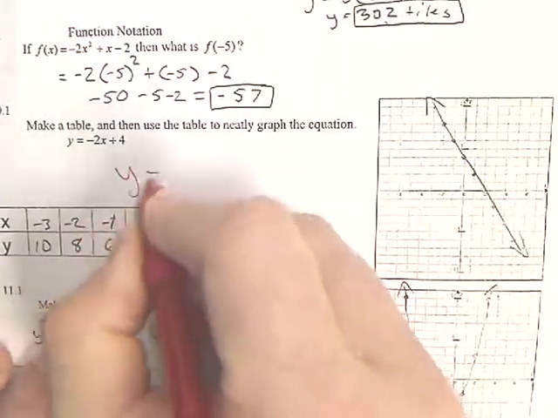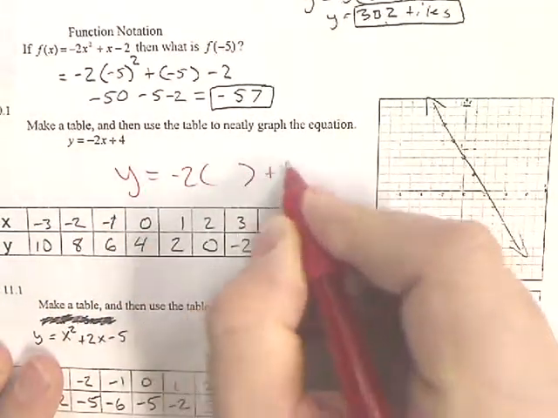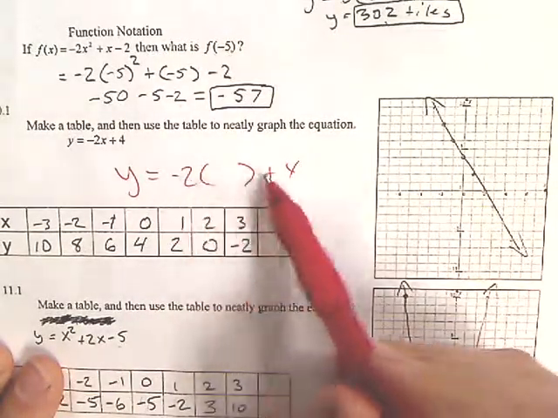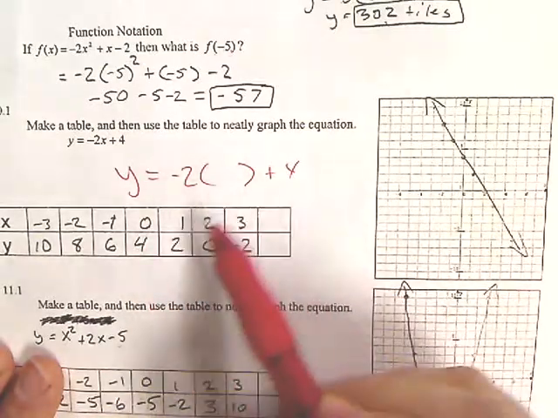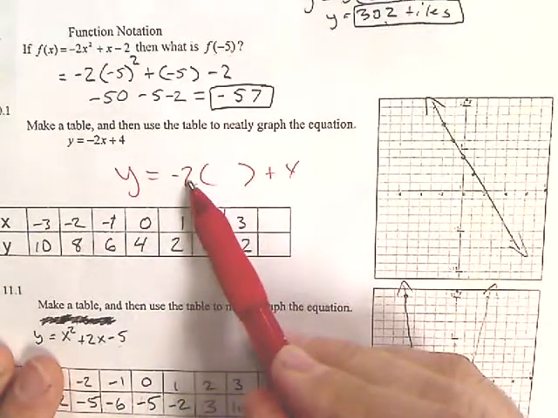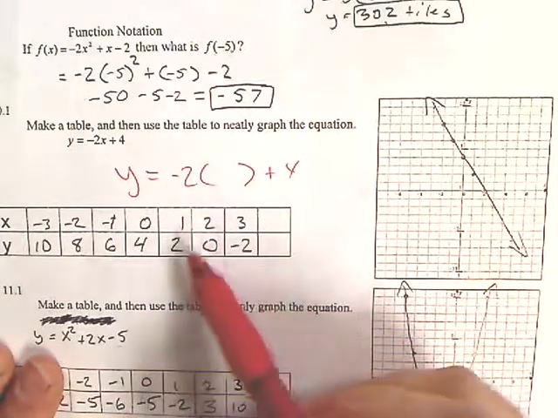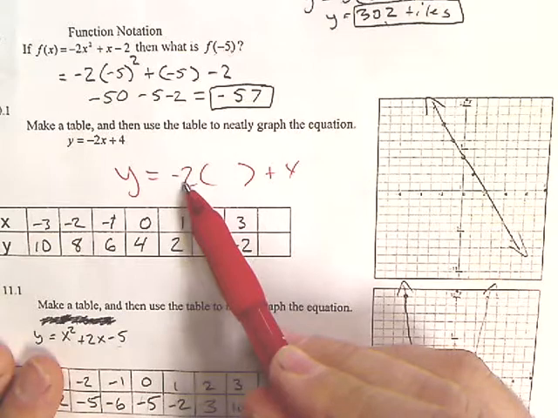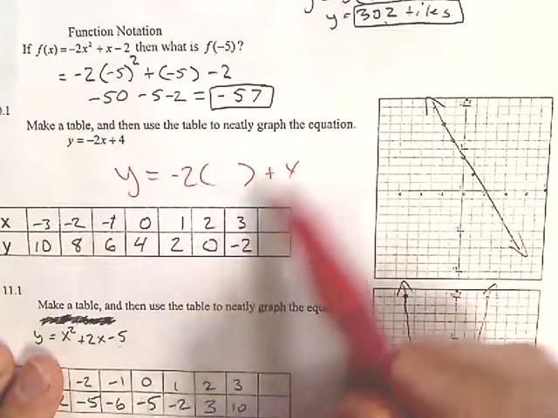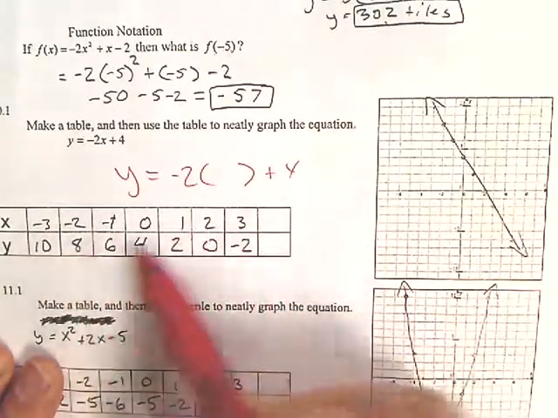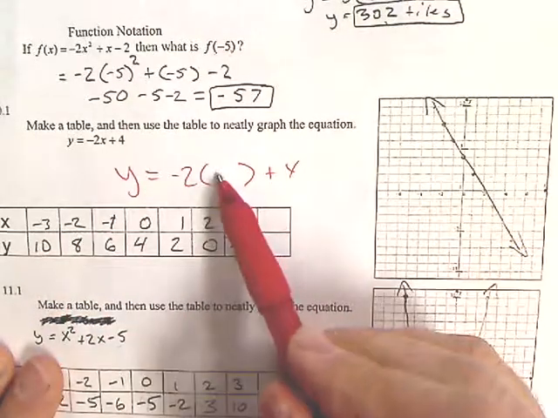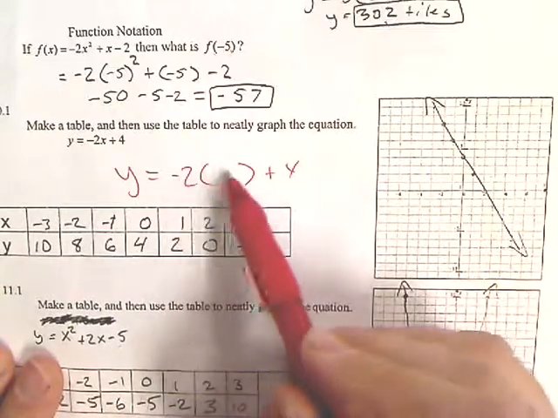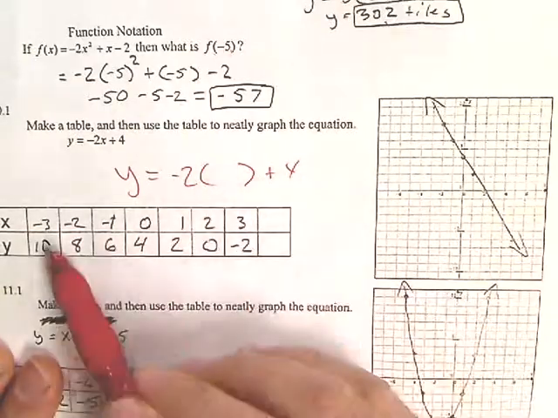My advice is to write this down, and then just plug them in. Plug in 0. 0 times negative 2 is 0 plus 4. That's how I got the 4. Plug in 1. 1 times negative 2 is negative 2 plus 4 gives me 2. 2 times negative 2 gives me negative 4 plus 4 is 0. And I just did that for all of them. Negative 1, negative 3 times negative 2 is positive 6. Negative times a negative is positive. Positive 6 plus 4 is 10.